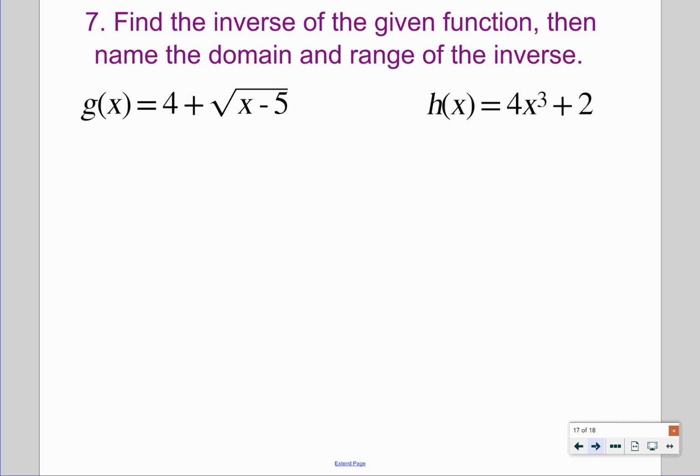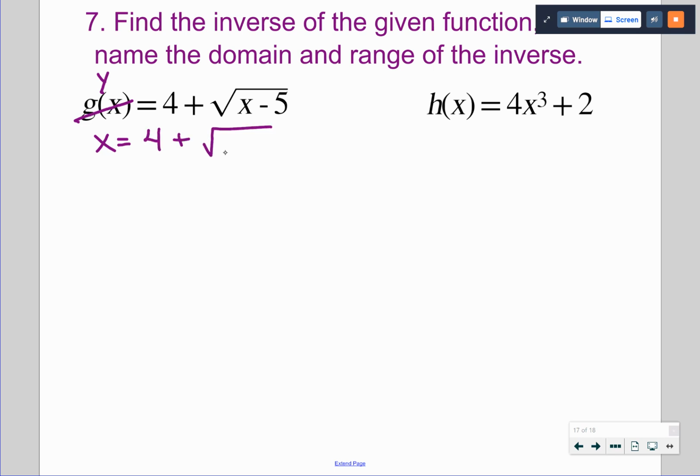All right, so finding the inverse, we're going to switch the x and the y first. Remember, g of x, or any function notation, can be written as a y. Switch them. X equals 4 plus the square root of y minus 5. How do I solve for y?